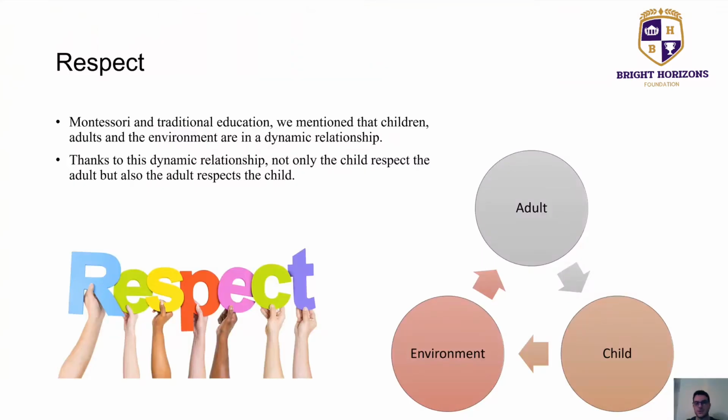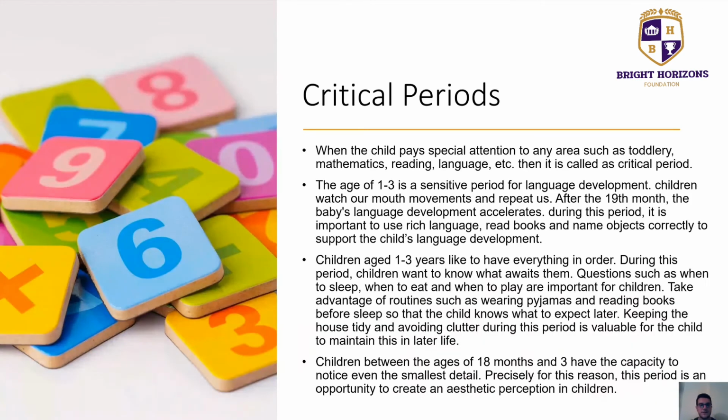Not only not harming others, but also respecting them is very significant. In Montessori and traditional education, we mentioned that the children, adults, and the environment are in a dynamic relationship. Thanks to this dynamic relationship, not only does the child respect the adult, but the adult is also expected to respect the child and their desires.